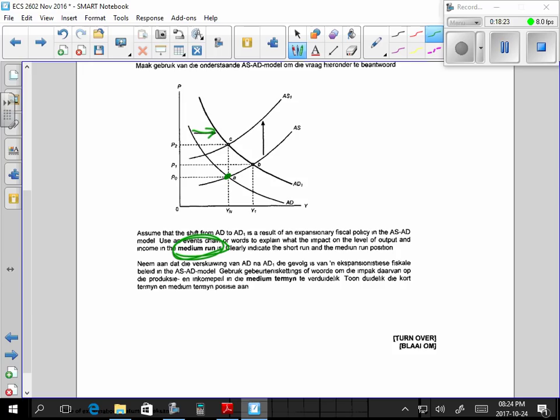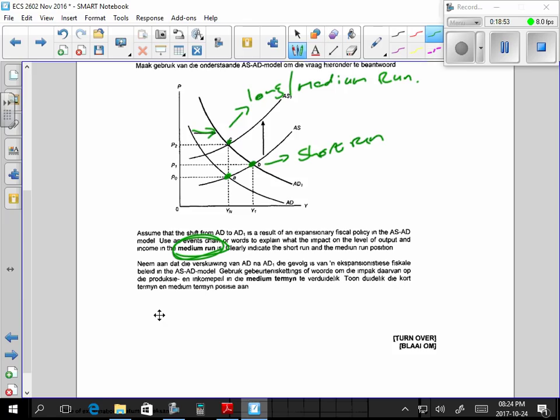Point number A is your initial equilibrium. Point B is your short run. Point C is your long run or medium run, same thing. A is your initial equilibrium, it's your starting point. B, your short run. C, your medium or long run.